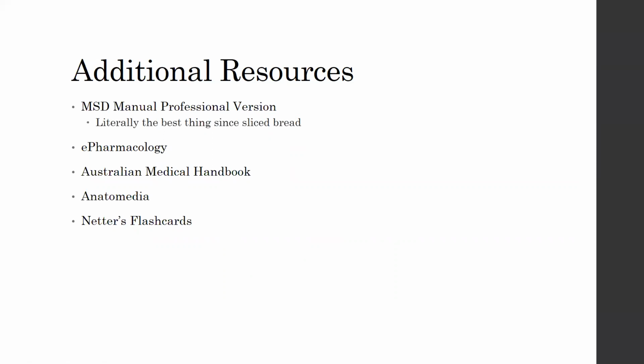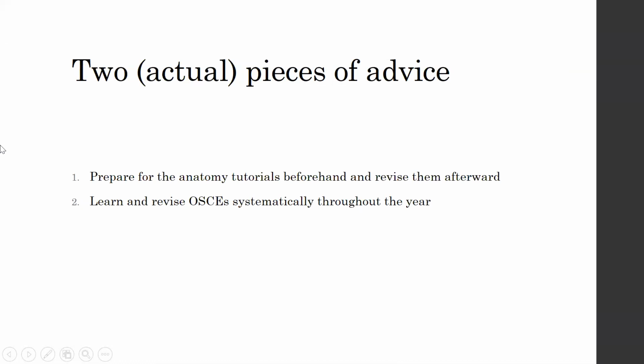ePharm is really good for pharmacology. Australian Medical Handbook, really good for pharmacology as well. Anatomedia is okay, I guess. And Netter's flashcards. Does anyone have Netter's flashcards here? Some people, yep. So I'm sure you guys could vouch for them. They're good value, like $40, and you can get 200, 300 flashcards for anatomy all throughout the body.